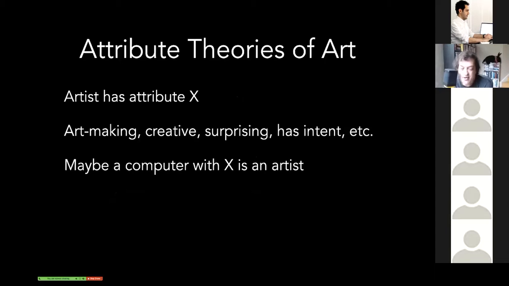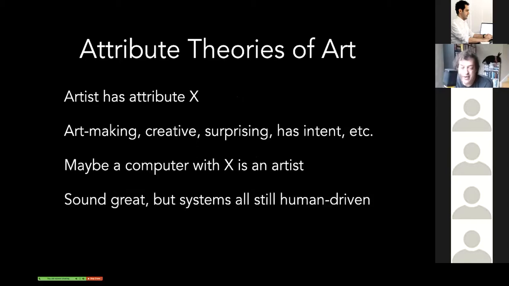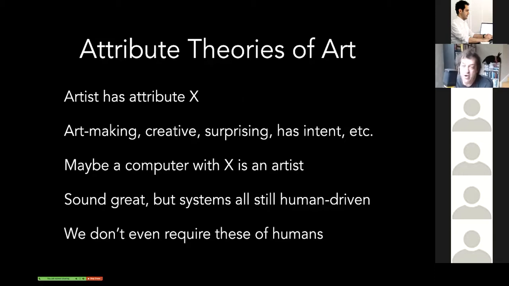And all these systems are still human driven, and they're still kind of dumb systems, just following our instructions. And we don't even require all these attributes of humans. Children can make art. You don't have to be showing your stuff in galleries to be an artist. I think art is for everyone. And bad art is still also art.